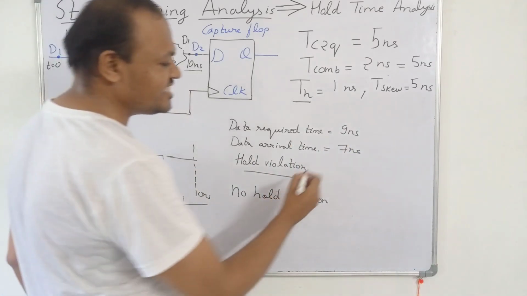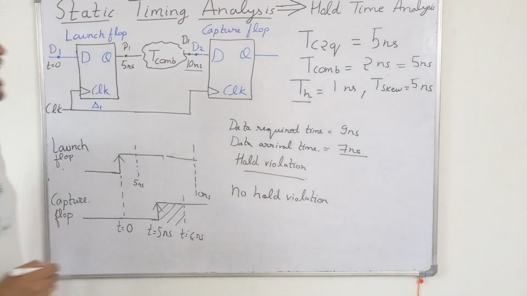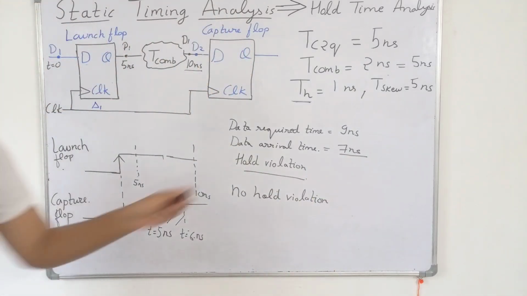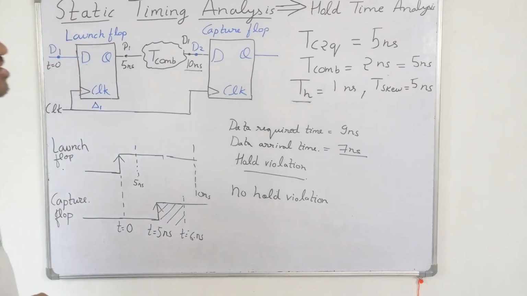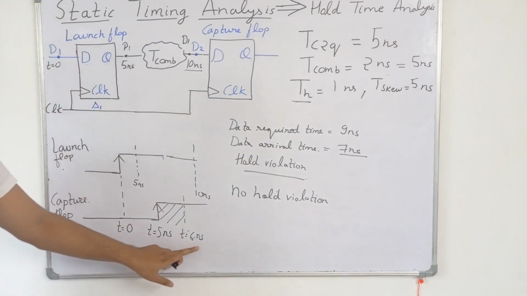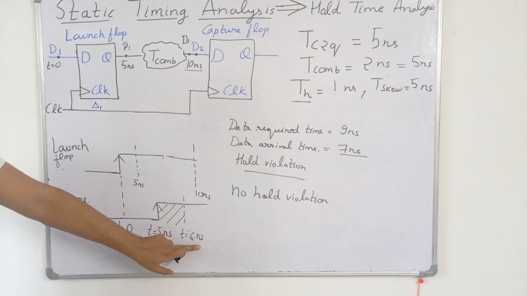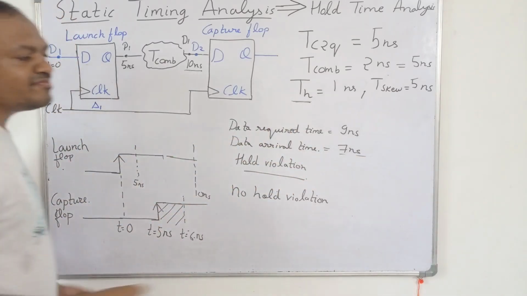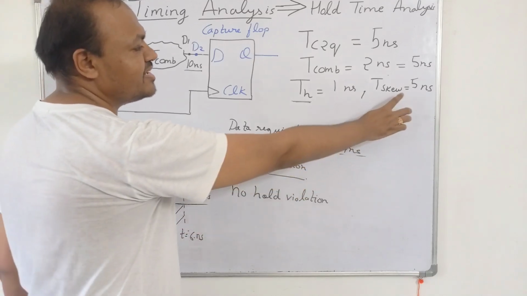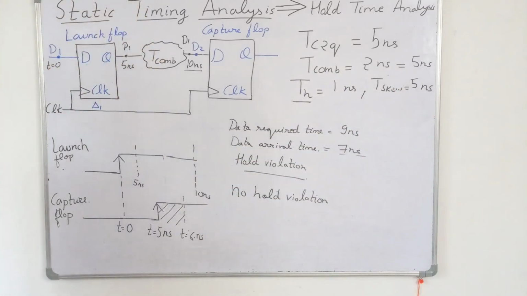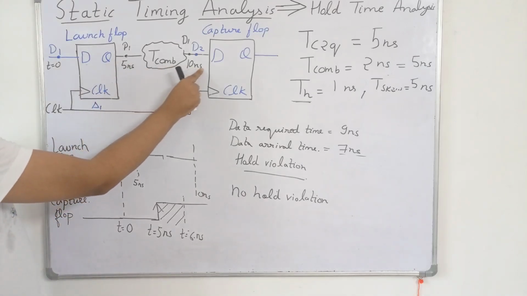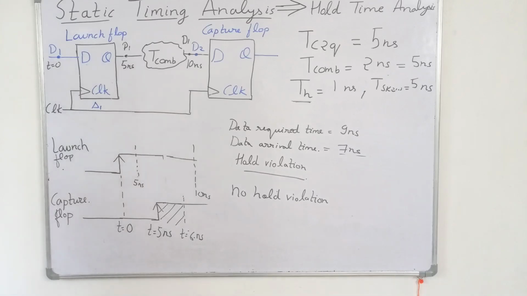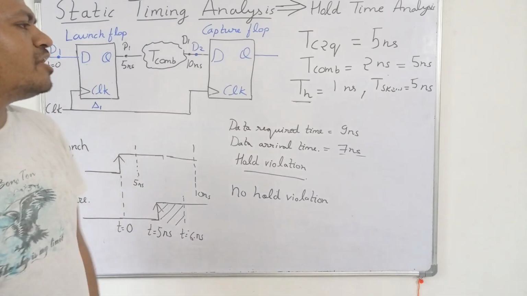For no hold violation, the data arrival time must be greater than the data required time. Here we reduced the data required time to 6 nanoseconds and the data arrival time was 7 nanoseconds, so there was no hold violation. Or if the data required time is 9 nanoseconds, then as we discussed earlier, we increase the data arrival time to 10 nanoseconds. So we can either increase the data path delay or reduce the clock delay. In this way we can remove the hold violation. Thank you.